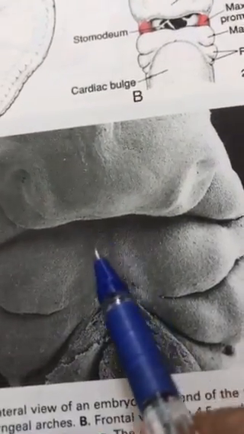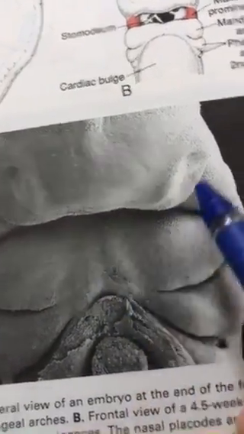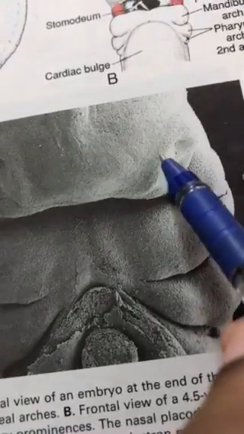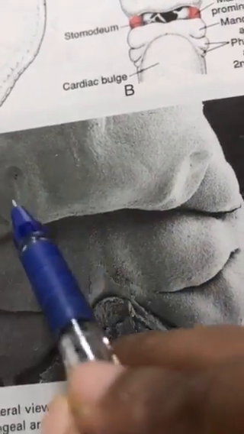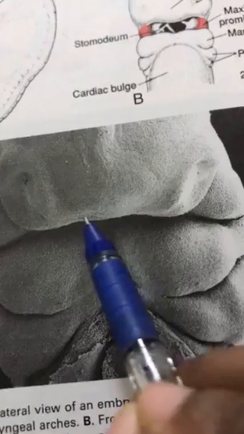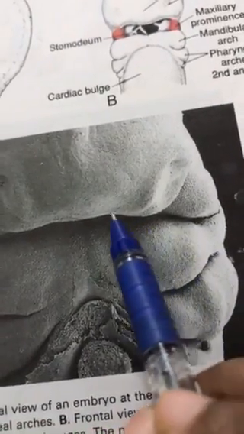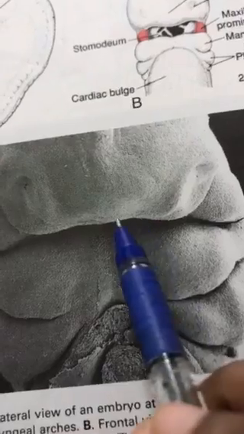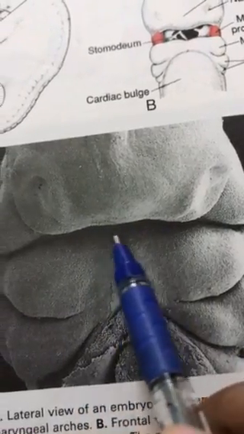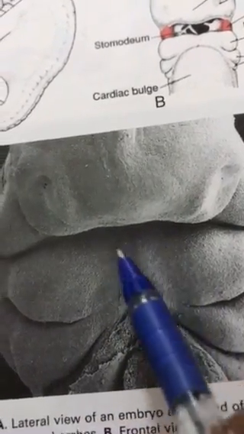This is the mouth area that is called stomatodeum. And then the medial nasal processes come here. Both of them come and are going to merge. In the meantime, the maxillary process also comes and joins with it. So the two maxillary processes and the medial nasal process join together and form the upper lip.